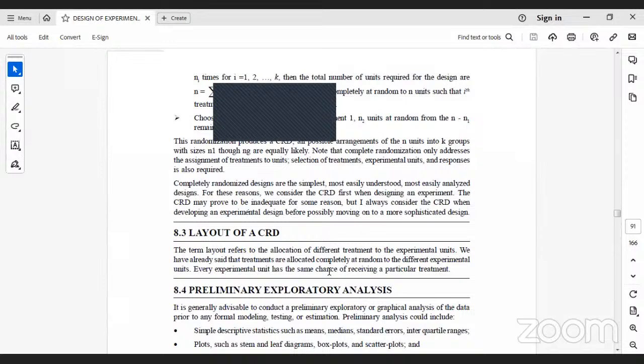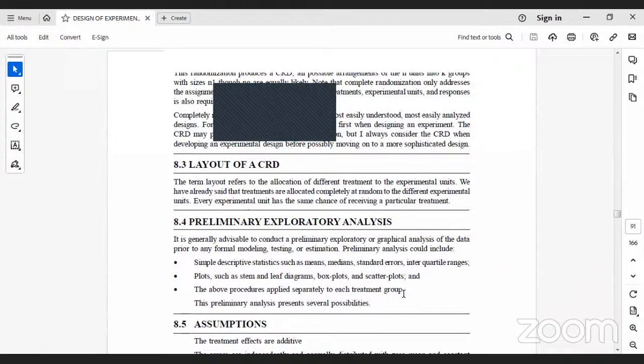What is layout? What is the meaning of layout? It is the most important part of CRD. The term layout refers to the allocation of different treatments to the experimental units. We have already said that the treatments are allocated completely at random to the different experimental units. Every experimental unit has the same chance of receiving a particular treatment.